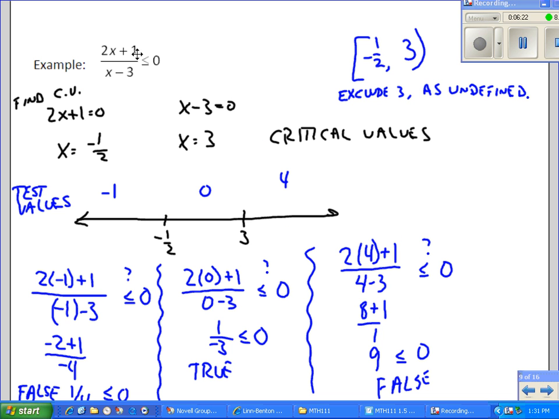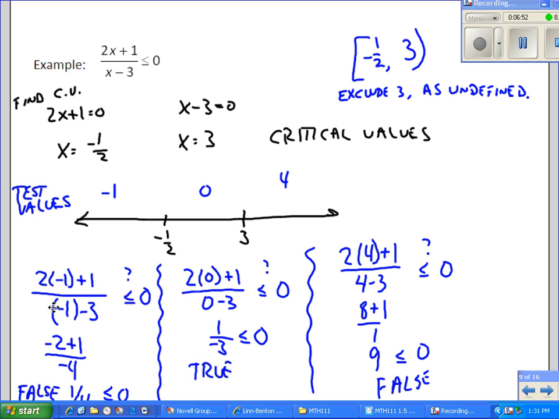Okay, so we've got 2x plus 1 over x subtract 3 is less than or equal to 0. So we've already got the 0, and we've already got a single denominator. So to find the critical values, we let the numerator equal 0 and get one critical value, and let the denominator equal 0 and get another critical value. So -1/2 and 3 are our critical values. So taking the 2 critical values, we've got our 3 regions. We've picked an arbitrary number in each of the 3 regions.